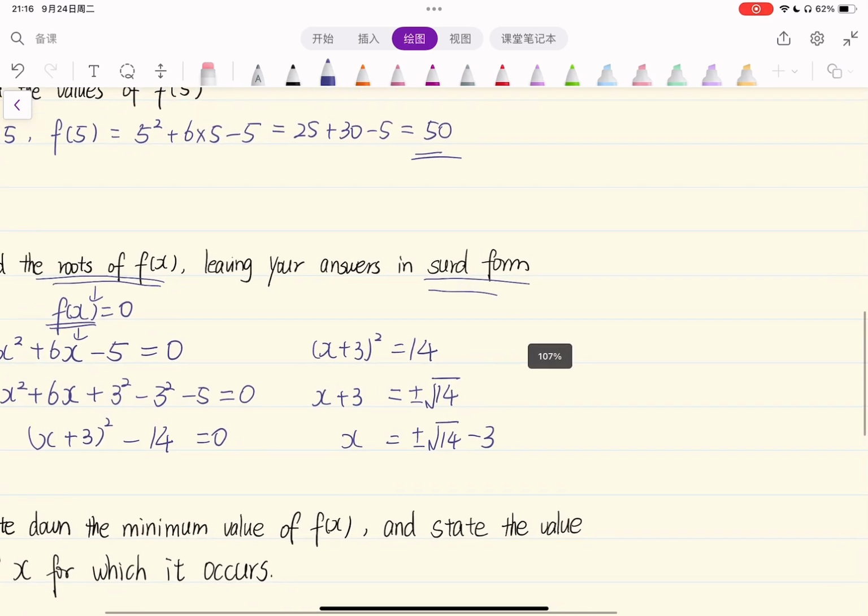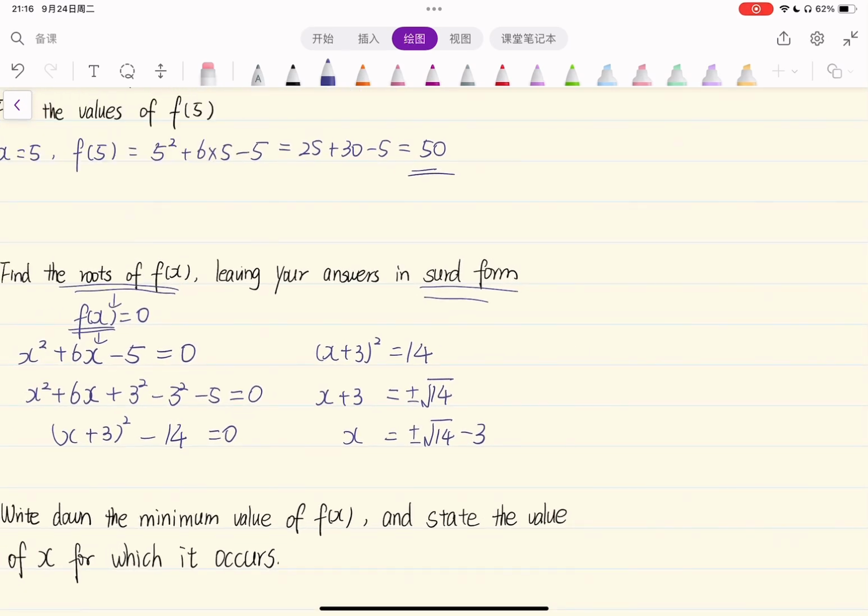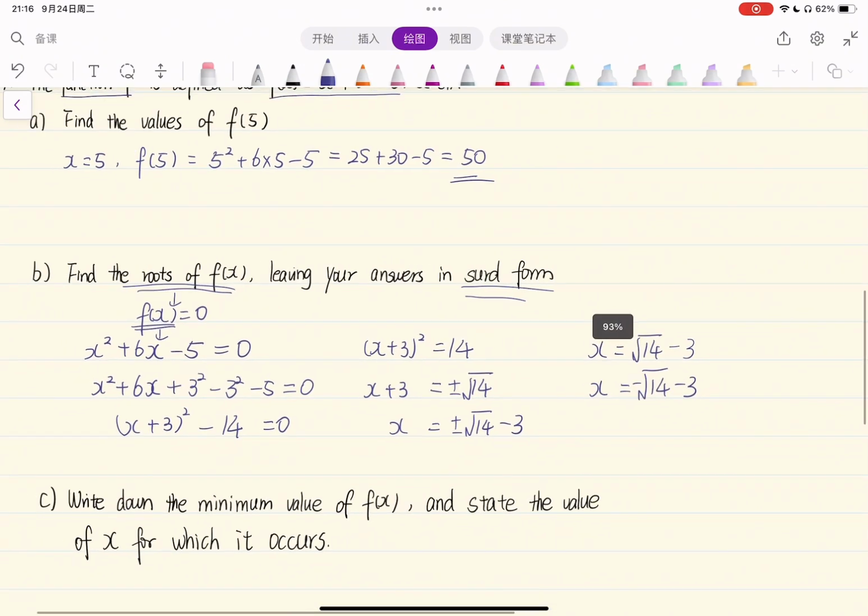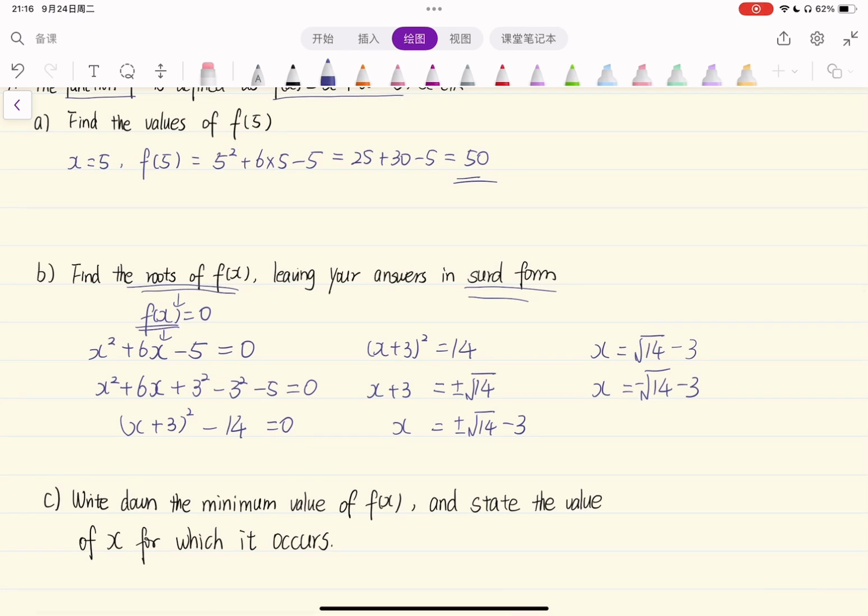Thus, we get the two solutions that are x equals minus 3 plus square root of 14, and another one is x equals minus 3 minus square root of 14. And we have checked that the answers are in surd form. Yeah, that is correct.